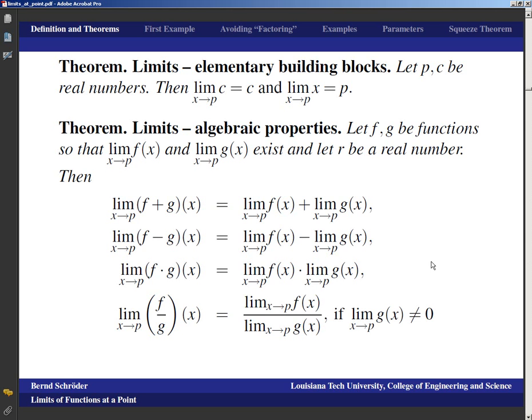And that, of course, only works when the denominator is not equal to 0, and we'll have to work our way around that in just a second. And the limit of a power of the function, the limit of f to the r, is the limit of f quantity raised to the rth power. So basically, algebraic operations just factor through limits as long as the operations are allowed before and after.